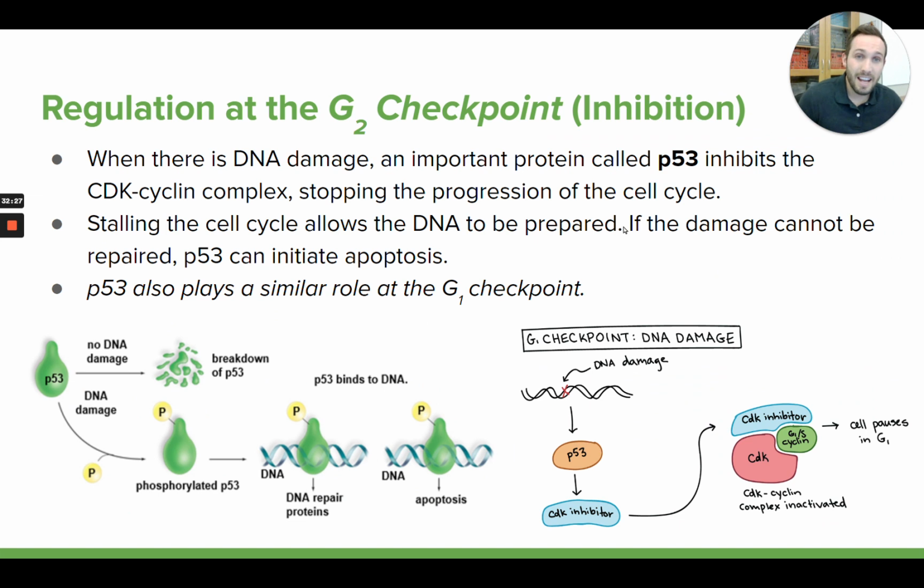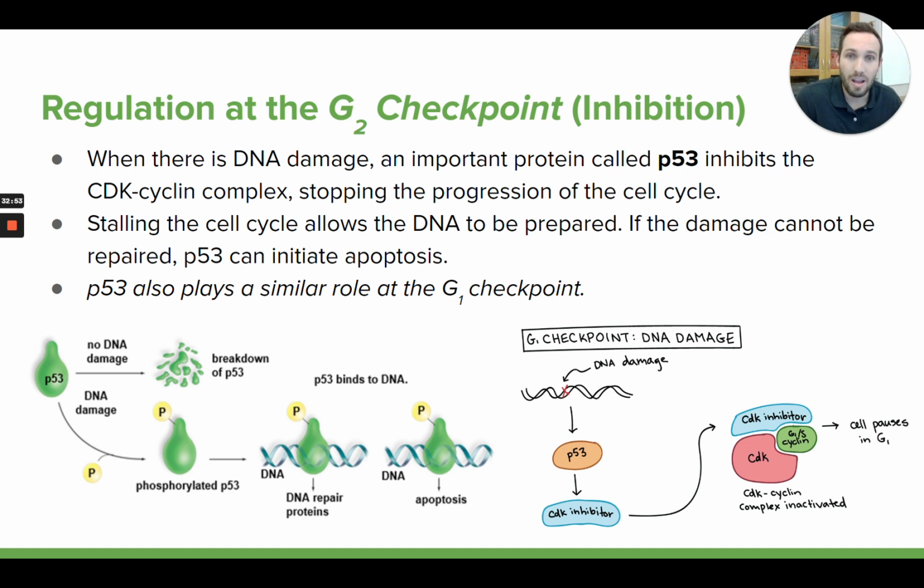Whereas, let's say there's a cell that needs to be stopped at the G2 checkpoint. There's a protein called P53. It's a really important protein that comes up in lots of examples. P53 is the special protein that checks your DNA for damage. And when it finds damage to the DNA, it inhibits the cell from moving on in the cell cycle.